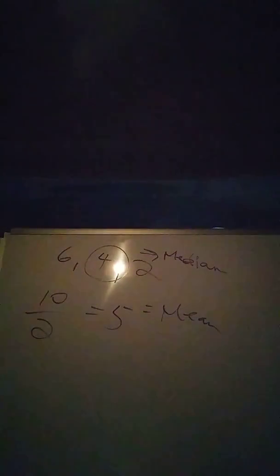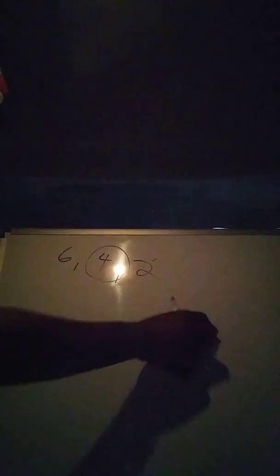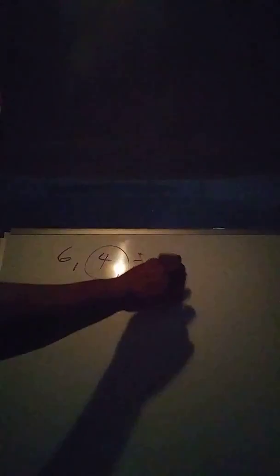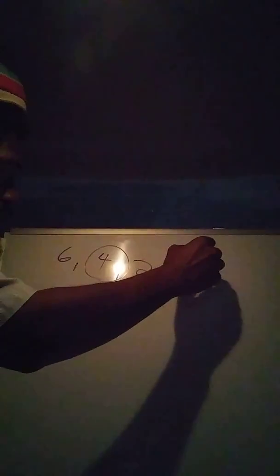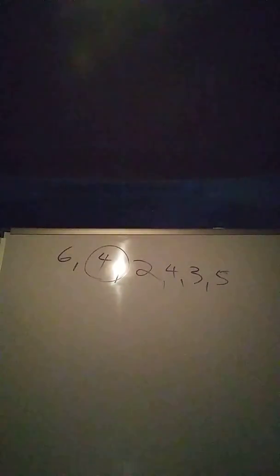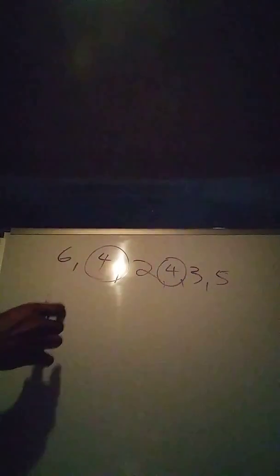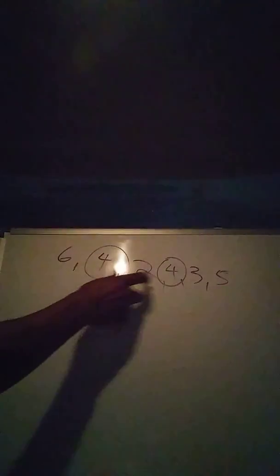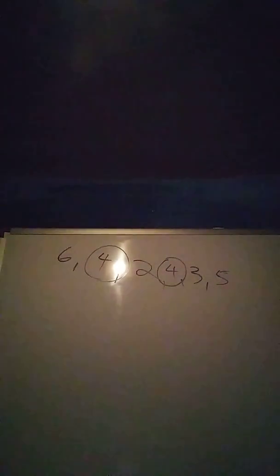If you have to find the mode, it is the most frequently occurring number, okay? So let's say you had these numbers, but then you had also 6, 4, 2, 4, 3, 5, right? And it says find the mode. What would be the mode? The mode is going to be 4 because 4 occurs twice and all the numbers only occur once. So 4 would be the mode.